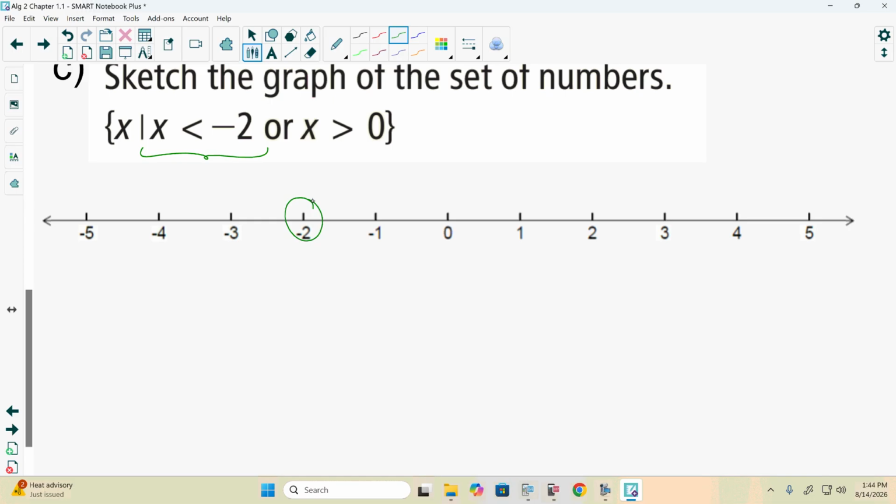Then we shade to the left, because we want less than. -3 is definitely less than -2, yes? That's it.